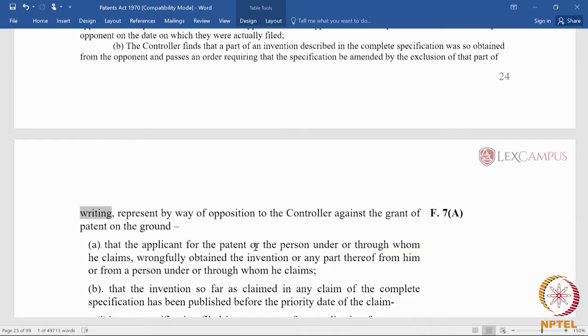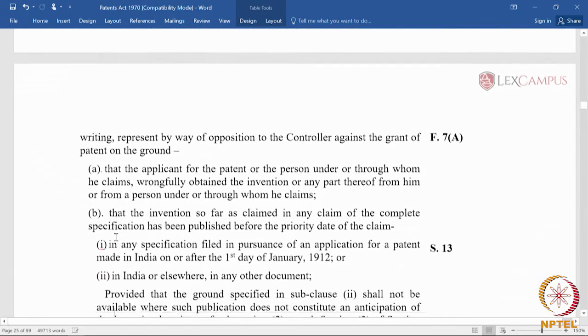So, we had given that cross reference on top, and this opposition is made to the controller on particular grounds. As I mentioned, any person can make an opposition and there is no need for the payment of any fees. So, the opposition proceeds without any fees.